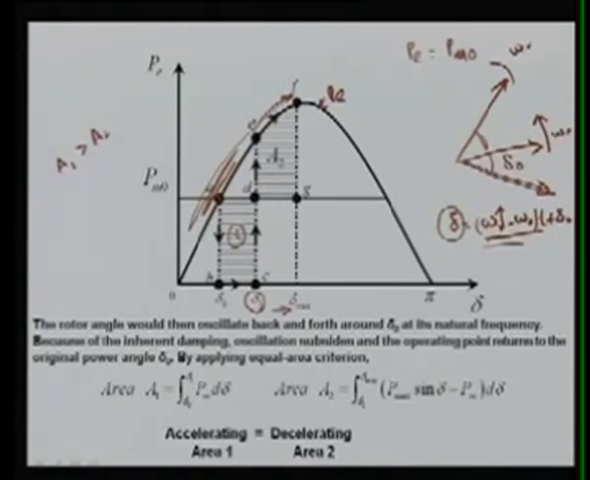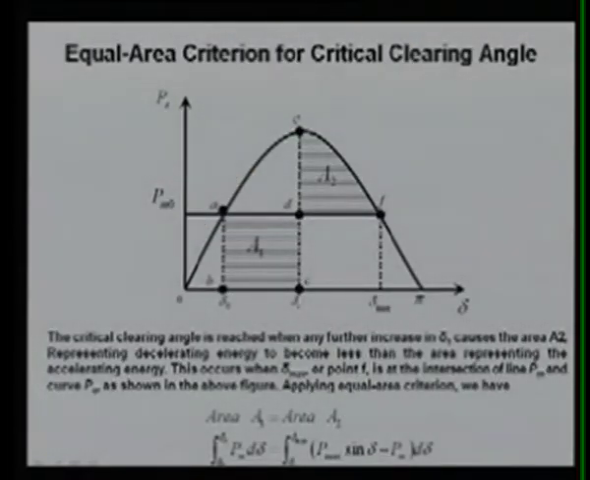So by applying the equal area criterion, area A1 is the integration from delta naught to delta 1 of PM minus PE, and area A2 is the integration from delta 1 to delta max of PE minus PM d delta. That means the accelerating area A1 will be equal to the decelerating area A2. And now you can see how much you can move ahead.